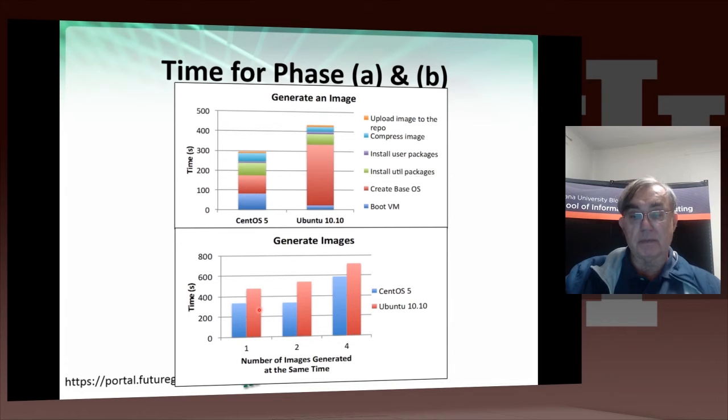Here we have a comparison. Here these were single nodes, here we have single cores. Here we have multiple images done, and again we see that CentOS is quicker than Ubuntu.